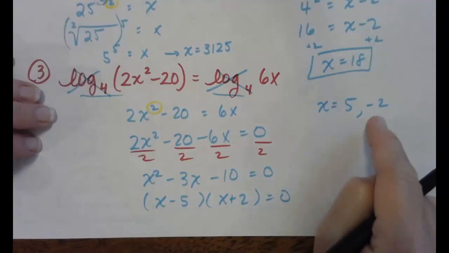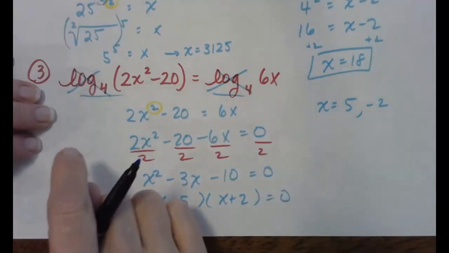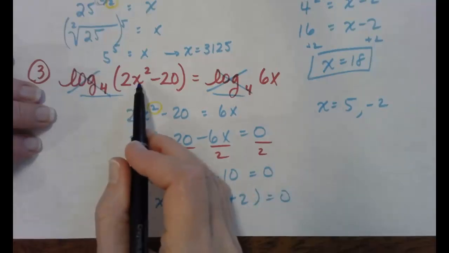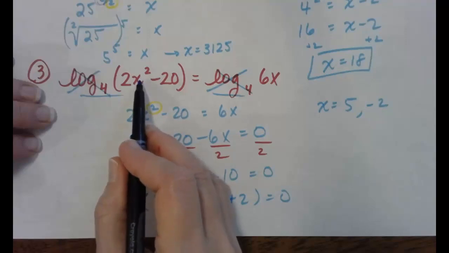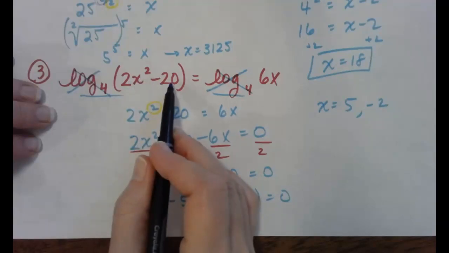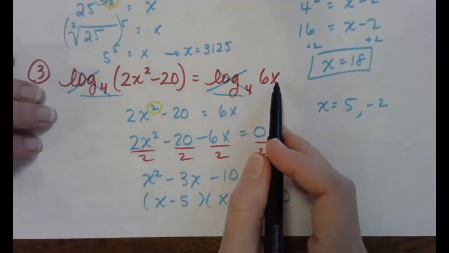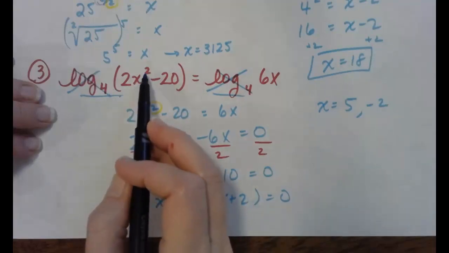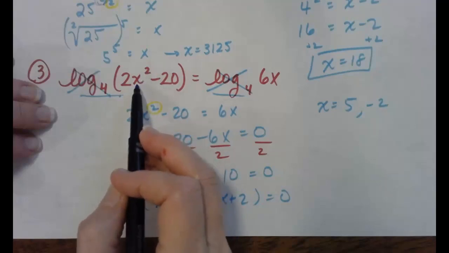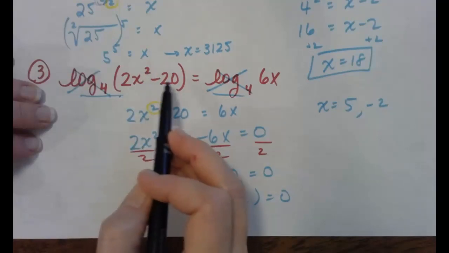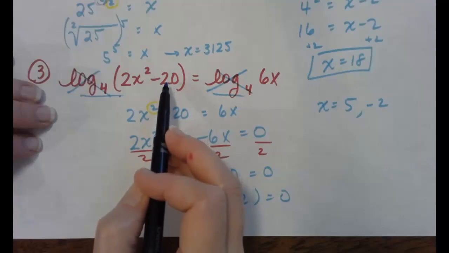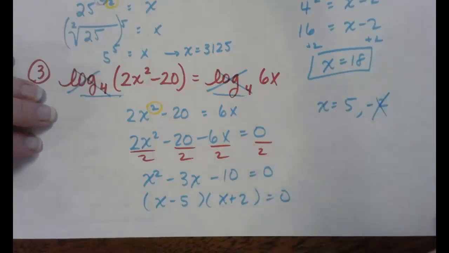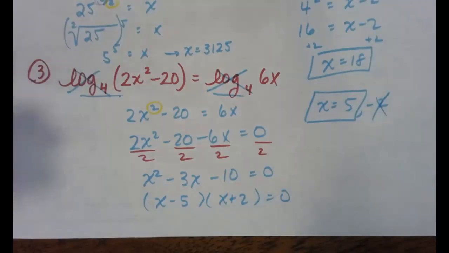But let's be certain to take those back to the original equation and be sure they both are logical conclusions. So if I put the positive 5 in, that is simply not a problem. 5 squared is 25, times 2 is 50, 50 minus 20 is 30. And then, of course, 6 times 5 is also 30. But if we put in the negative 2, there is a problem. Because negative 2 squared is 4. 2 times 4 is 8. 8 minus 20 is negative 12. And we cannot take the logarithm of a negative number. We also see that happening over here. So negative 2 gets the boot. Our real best answer is 5.